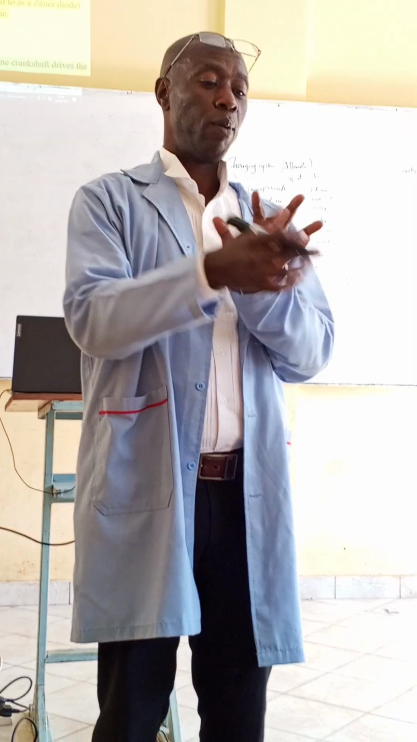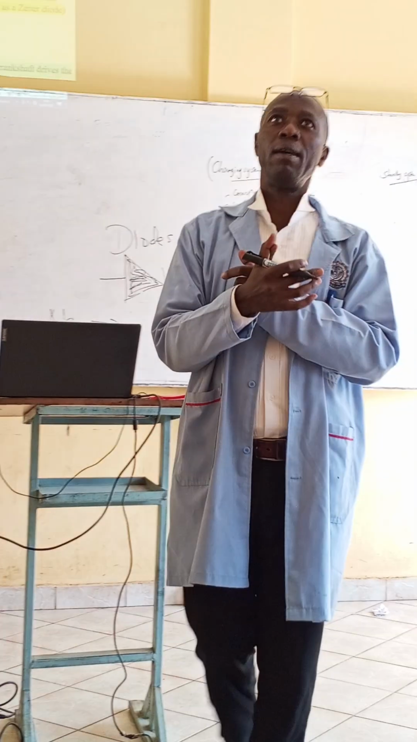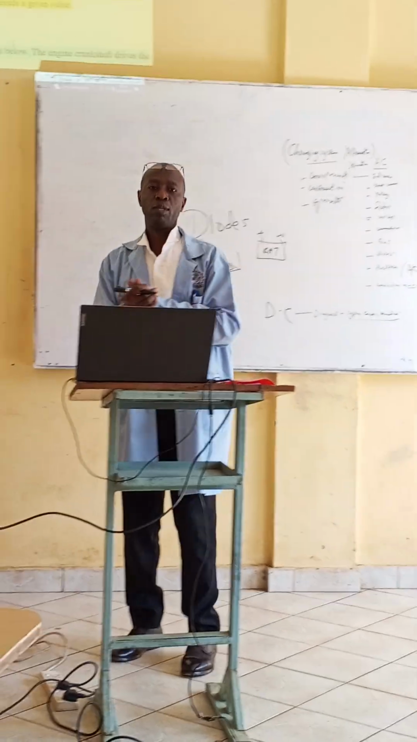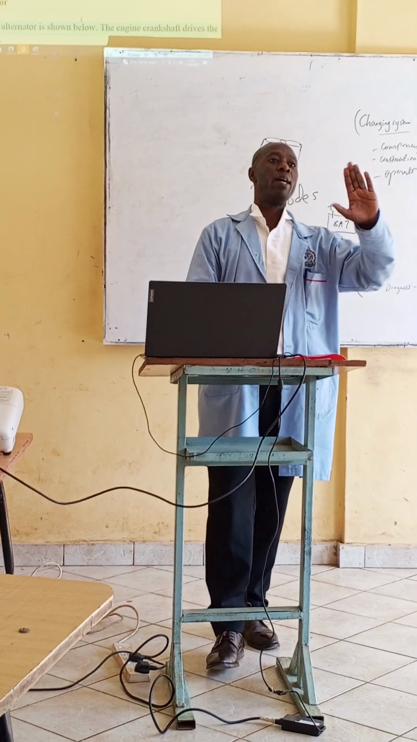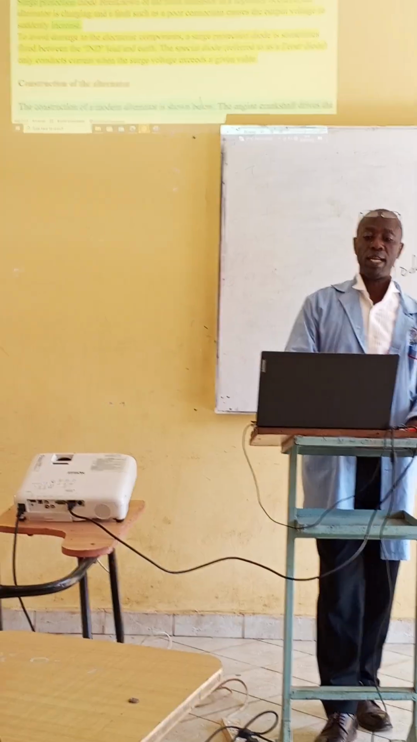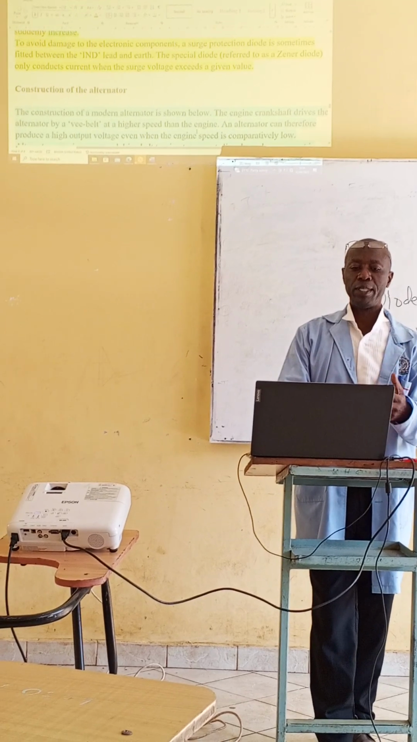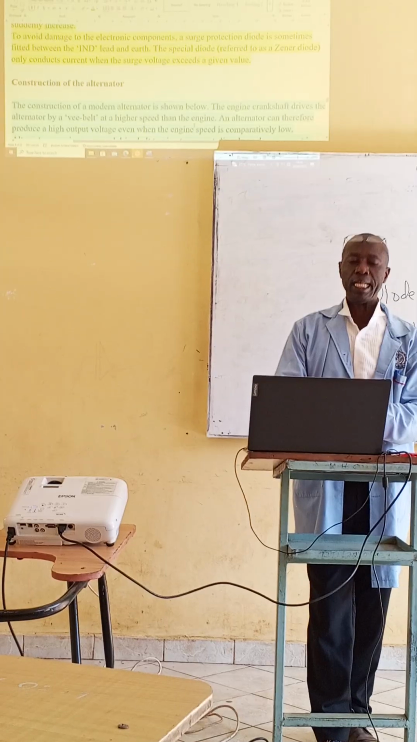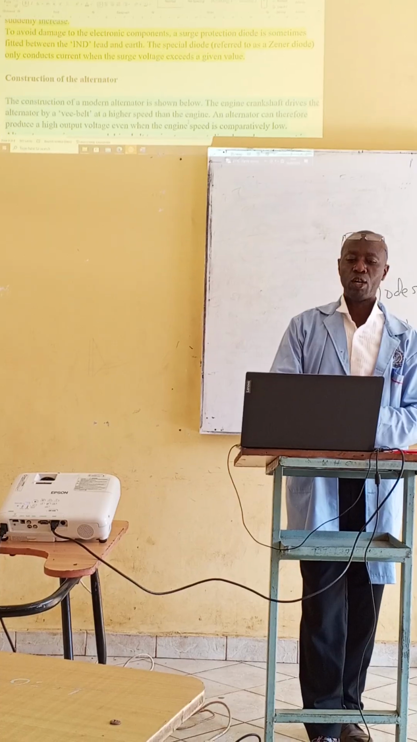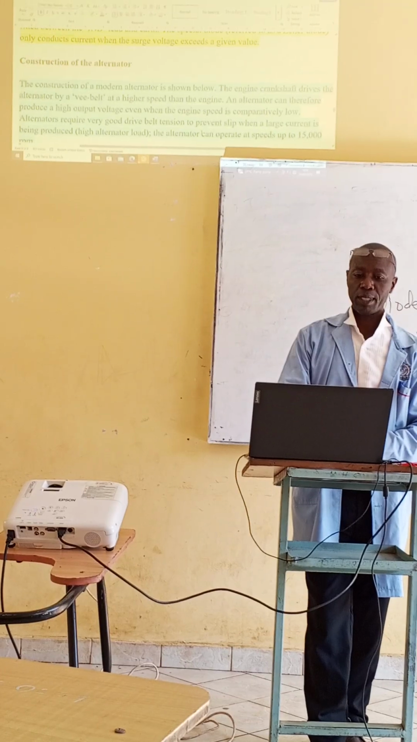Two, the thickness of the wire. Three, the condition of the wire. Four, things like the amount of voltage that is induced in that wire. You remember, if there is too much voltage and the wire is too small, it just will not be able to cope. And so many more. So to avoid damage to these electrical components, surge protection diodes are sometimes fitted between what we call the inlet lead and the earth. The special diode referred to as the Zener diode only conducts current when the surge voltage exceeds a given value. So you know those are measures.